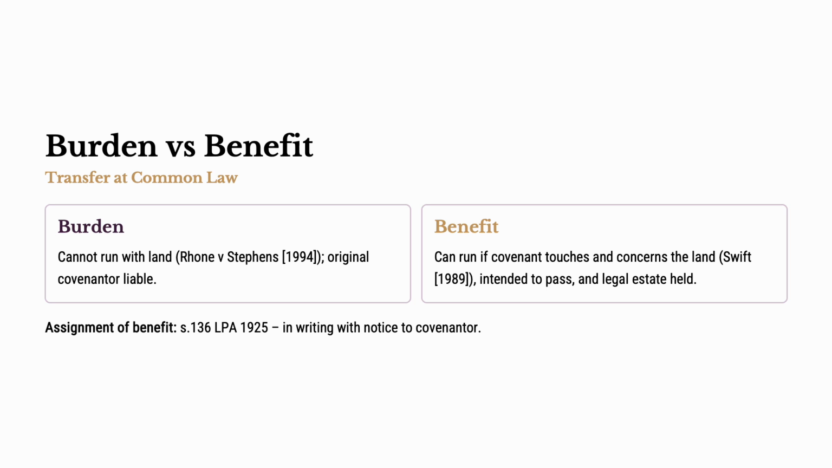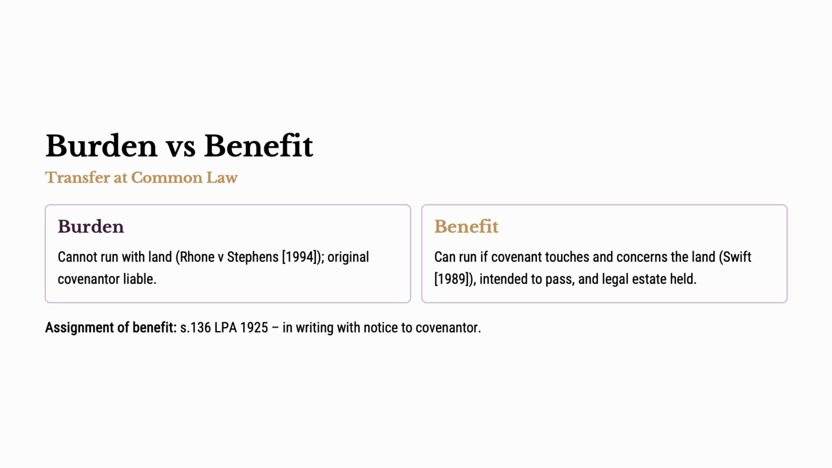This means if A covenants with B not to use land commercially and A sells to C, C is not bound by the covenant at common law. B can still sue A for breach if C violates the covenant, because A remains liable under privity of contract, but B cannot sue C directly at common law because the burden has not passed to C. Simple rule of privity of contract.